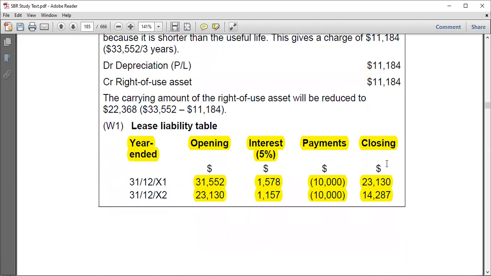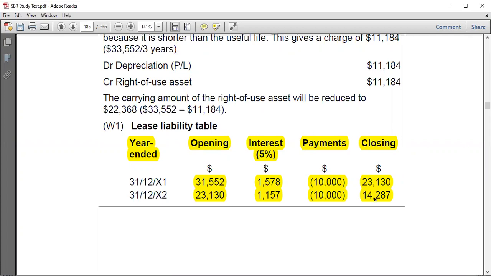Here, at the end of year one, we have a total lease liability of 23,130. But 1 year later, fast forward 1 year, and the liability only remains at 14,287. This only goes to show you that there is part of a liability that can be extinguished in 1 year's time. So this which remains even after 1 year is a non-current component, and the remaining balance is obviously going to be the current component.